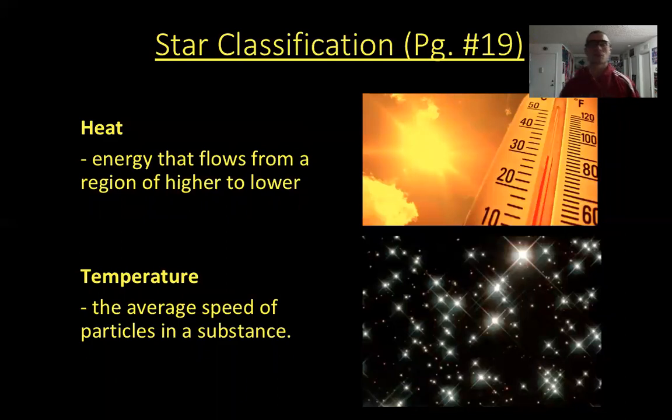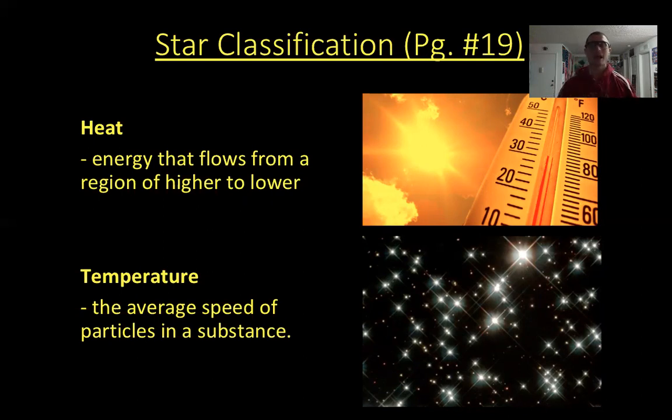Energy that flows from a region of higher to lower, right? So energy is always going to want to flow from the higher area to the lower area, higher energy to lower energy. If it's more condensed, it's going to want space and it's going to want to be able to relax. Again, energy always wants to relax, so it goes from high area to low.